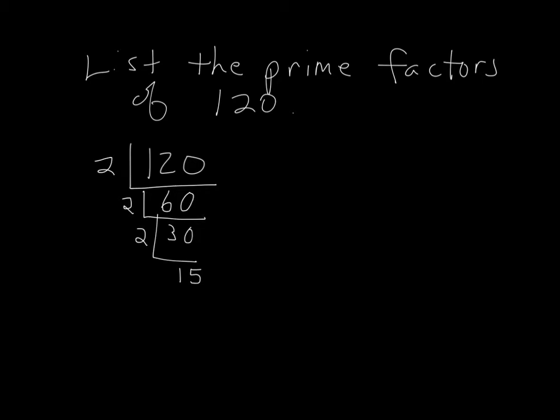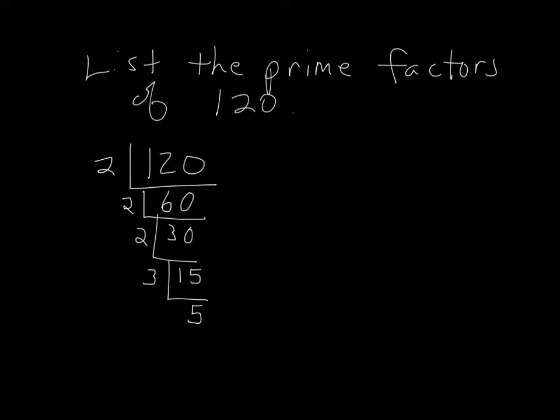Once this number is no longer an even number, it's an odd number, now go to the next possibility and see if it works. And that number is 3, right? So we make another upside down division, 3. And we end up with 5. And once this bottom number is a prime number, 5 is a prime number, then we're done.